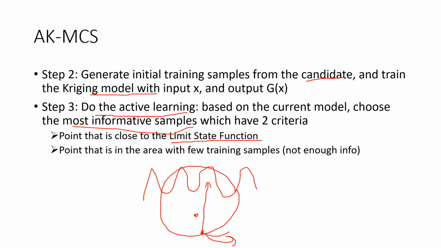Another thing that we must consider is that we want the point that is in the area with few training samples. For example, we have a lot of training samples here, right? This is also the limit state function, and this is also the limit state function, but this area is unpopulated with training samples. So we have to prioritize this area first rather than continuing to improve the other area, because there are few to none existing training samples near here. So generally, the active learning function will pick these two criteria.